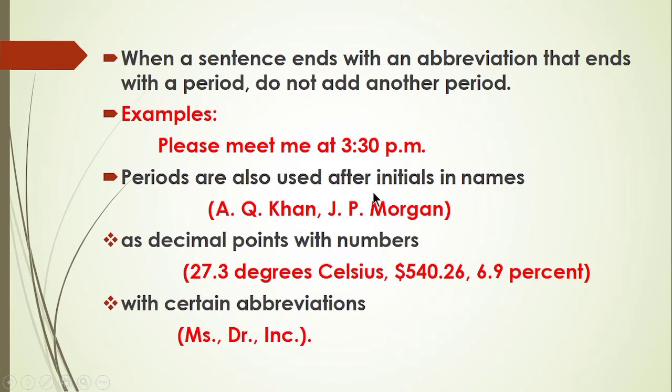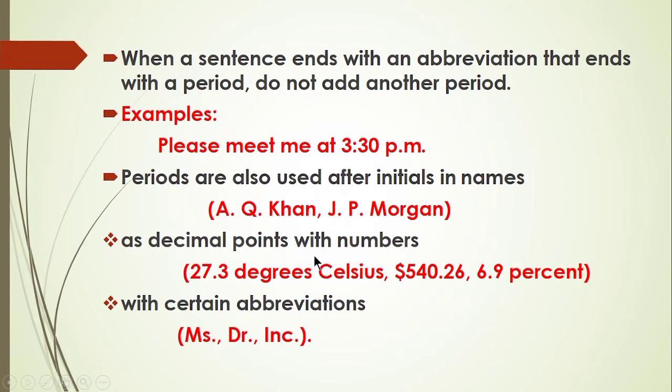Periods are also used after initials in names. For example, when we write a name with initials, after the first capital letter of each initial, we put a period, like A. Q. Khan. So after A and Q, we put the period and then the surname. J.P. Morgan. Again, we can see the periods.